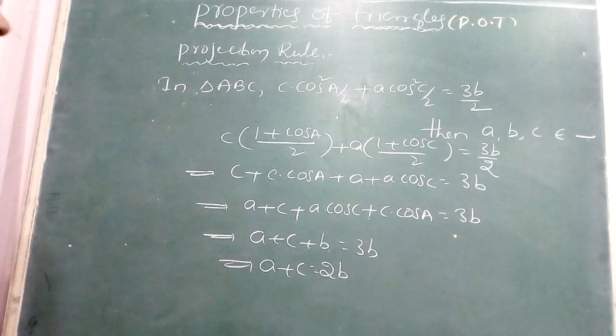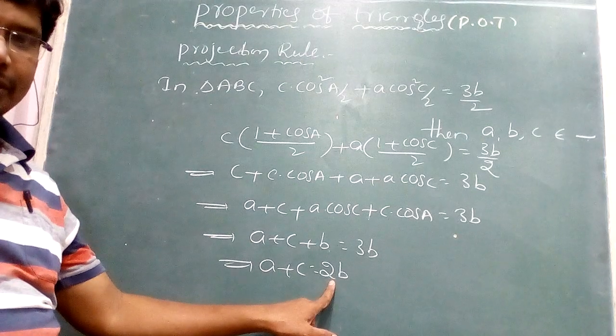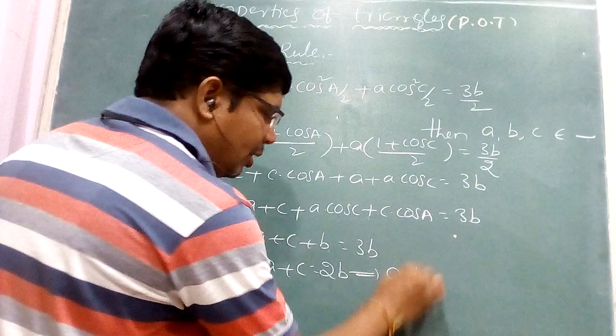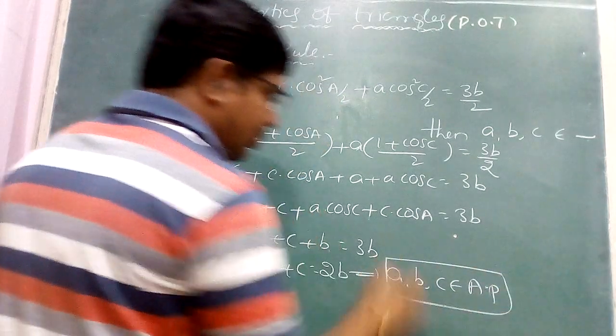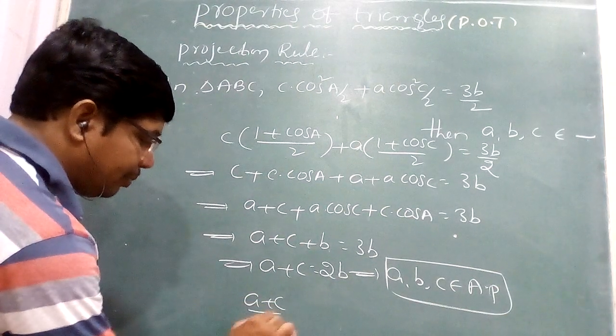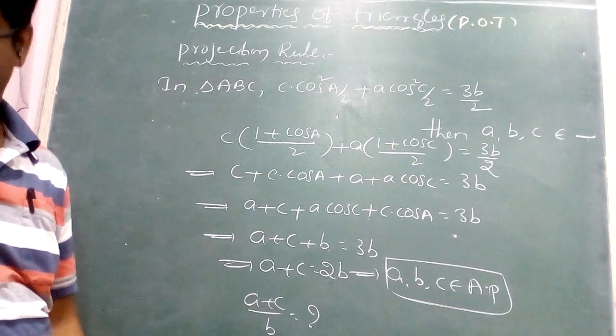a, b, c: sum of extremes is equal to twice the middle one, then a, b, c belongs to AP. That implies a, b, c belongs to AP. Sometimes they ask in JEE type, (a plus c) by b is equal to dash. That answer is 2. Into JEE type question form means.